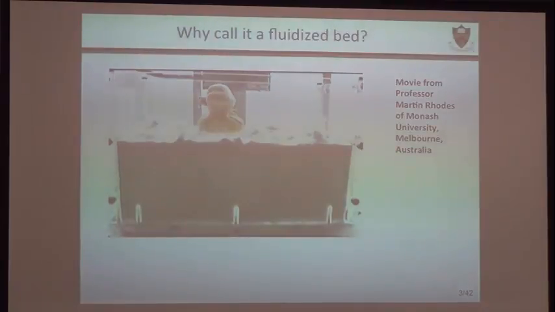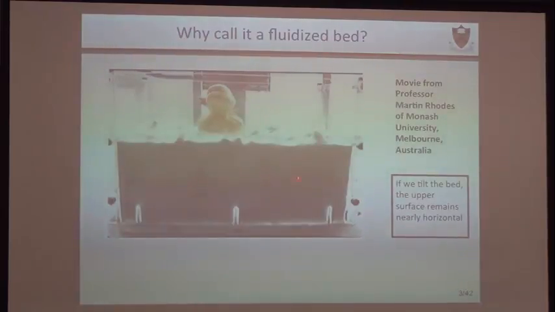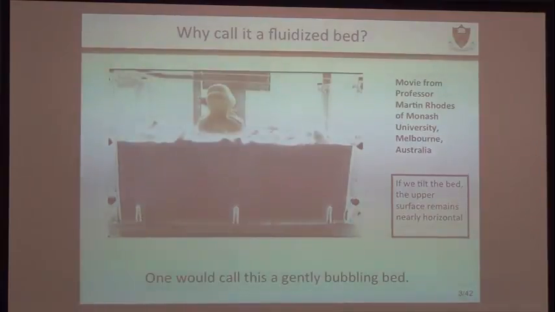Because the sand particles plus the air mixture are levitating in the upward flow of gas, it begins to behave like a fluid. And if you tilt that bed when it's happening, you'll find that the surface of the bed will continue to remain horizontal, which is again a fingerprint of a liquid. The picture that you saw where you saw some bubbles erupting at the top is what we call a gently bubbling bed.